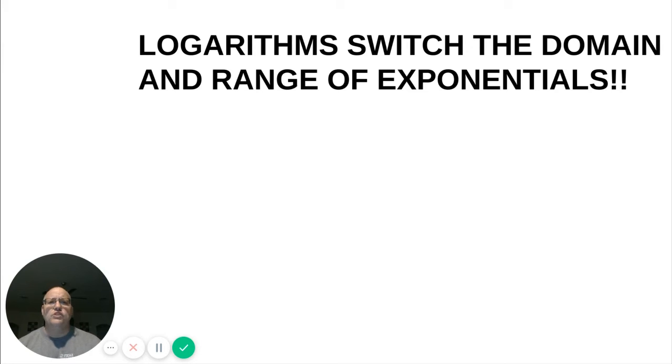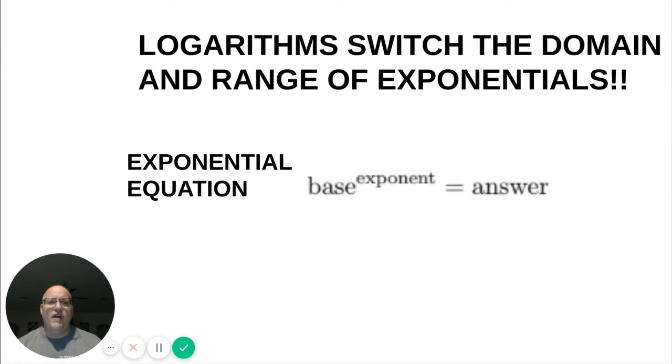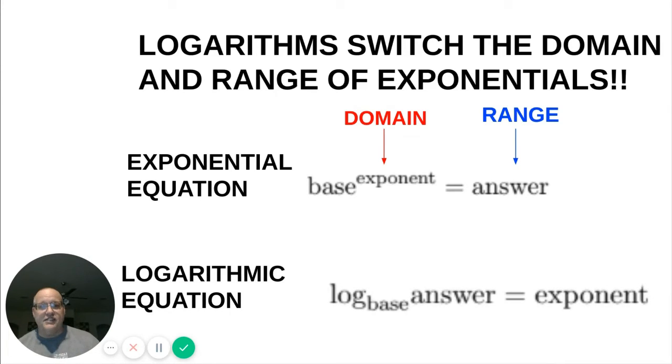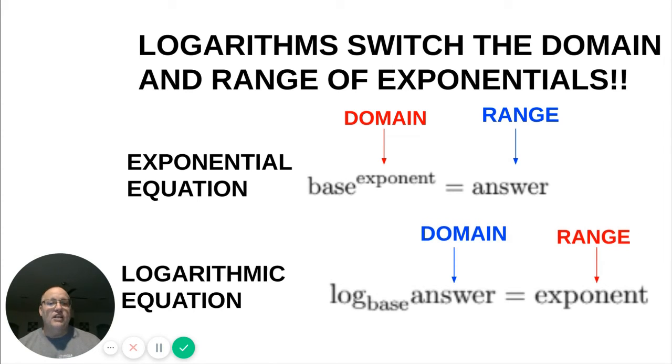So logarithms switch the domain and range of exponentials. If I have an exponential equation that looks like this, the base to the power of the exponent equals the answer, your domain is your exponent, whatever variable is up there, and your range is whatever answer you end up getting. Well, in a logarithmic equation, it looks like this: log to the base of the answer equals the exponent. And what that means is your domain and your range have simply switched places.